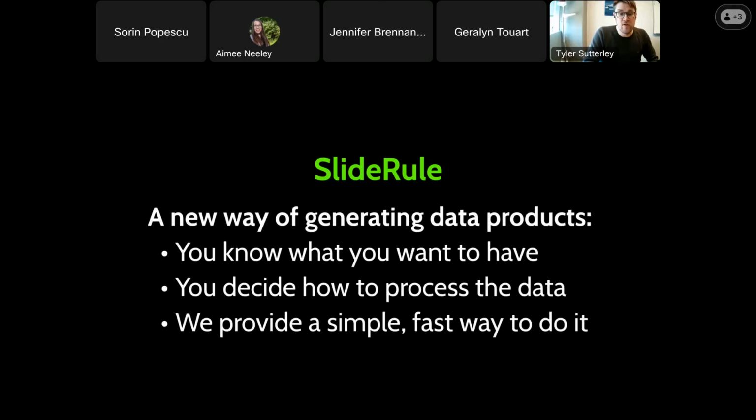SlideRule is starting to think of, well, we're getting all this data, and there are new ways that we can start to think about how this data should be used.